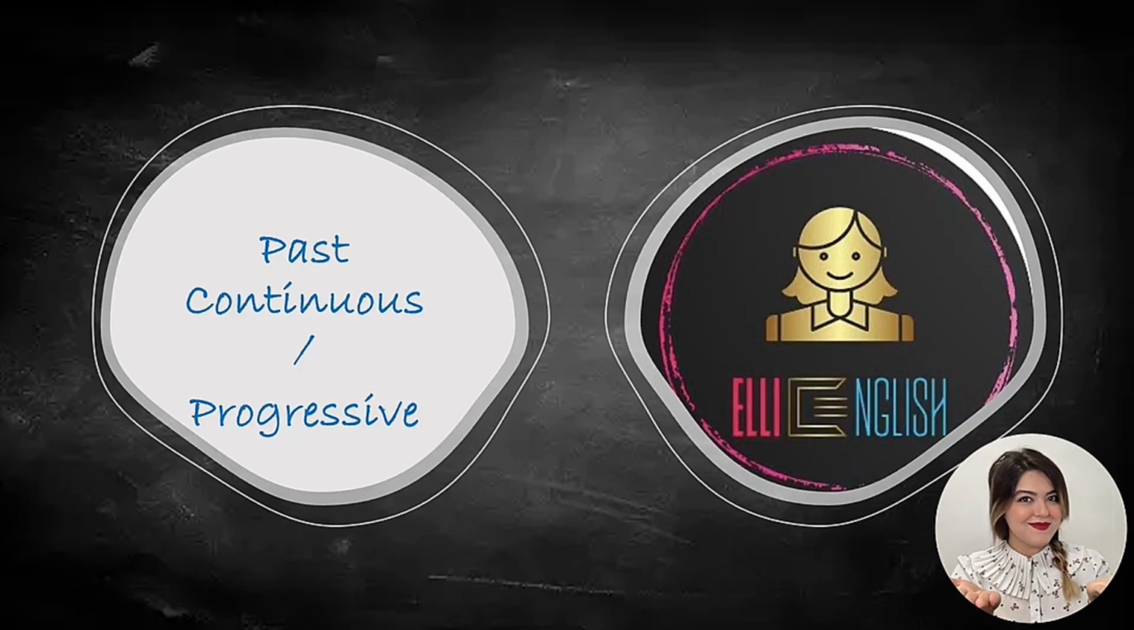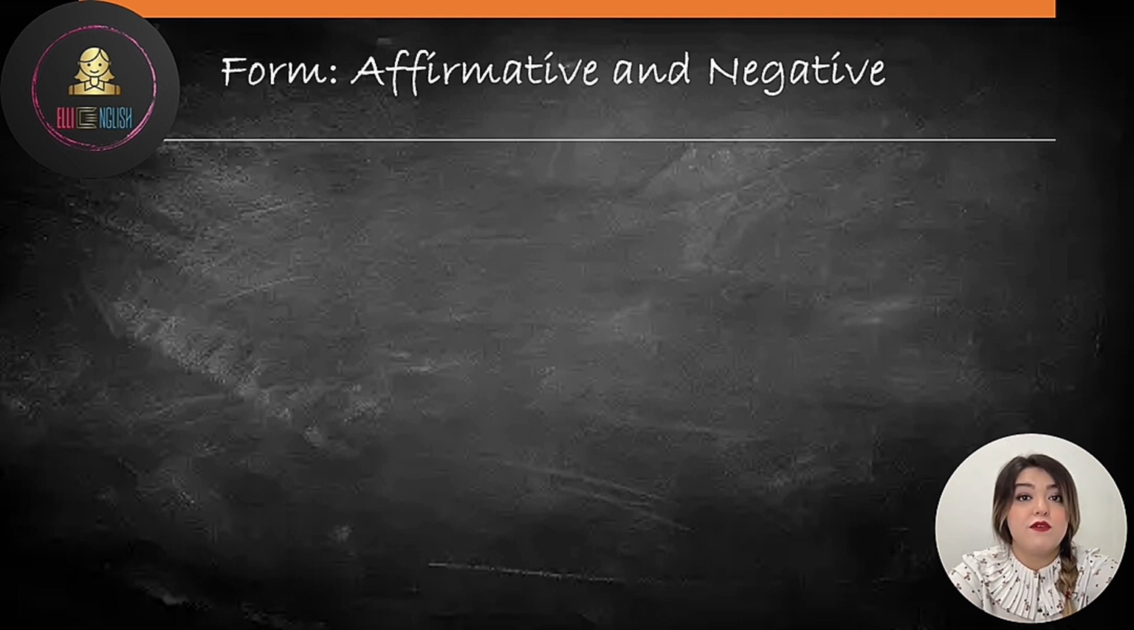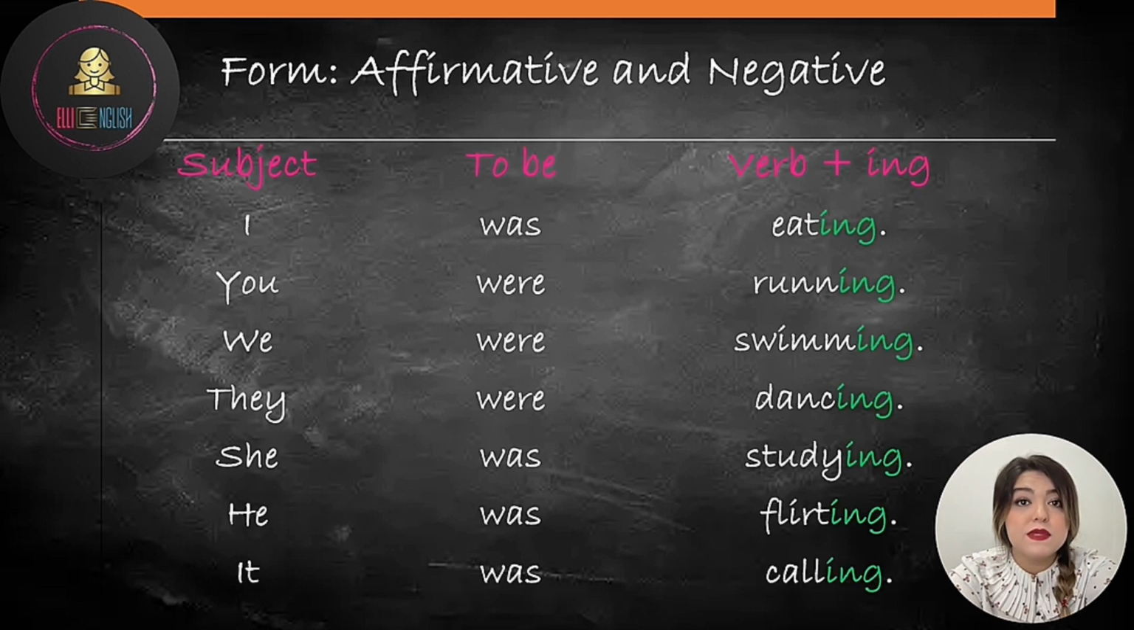Are you ready to learn more? Let's get started. To form the affirmative form of the past continuous tense, we use the to be verbs was and were, depends on who and what. Look at the sentences. First, subject, next, to be verb, and at the end, verb plus ing. After your verb, you can bring objects.